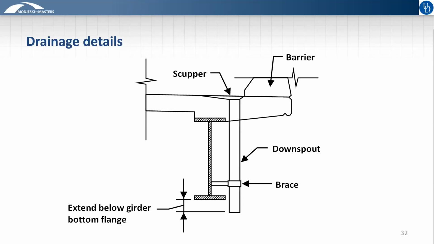And so extending that downspout a sufficient distance below the bottom of steel is important to make sure that doesn't happen. Often a 12-inch distance is used in this area.